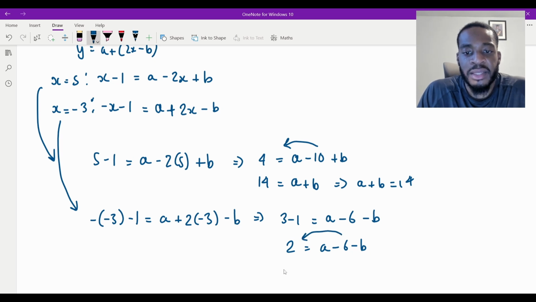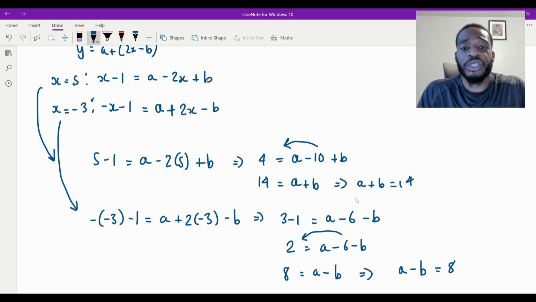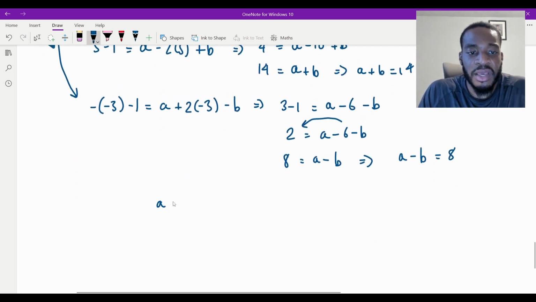And then that would mean that I would have 8 is equal to a minus b, which in other words means that a minus b is equal to 8. So we get these two simultaneous equations. So I'm going to write them out again. A plus b is equal to 14. A minus b is equal to 8.